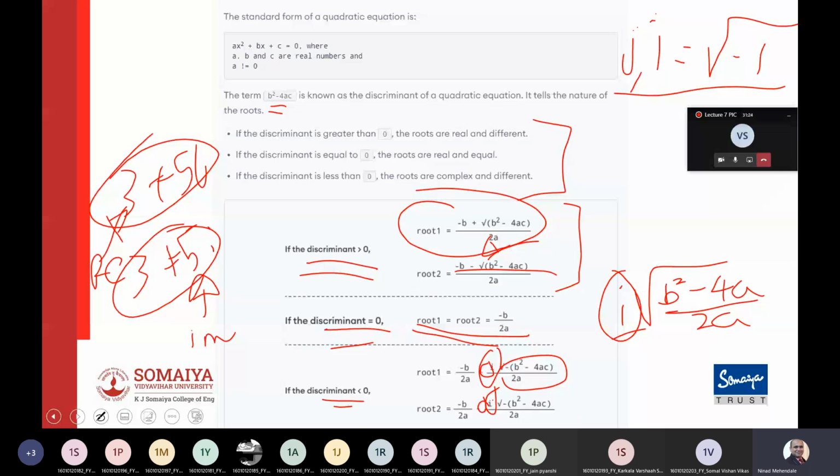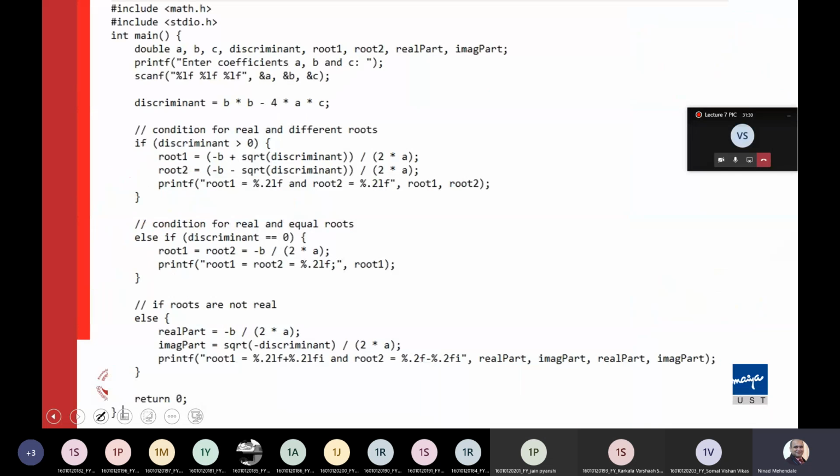Now we will not go into the mathematics, but this program we have to write: find the roots of a quadratic equation. So this is the code. Let's try and understand how this particular code is written. A special function is required in this, so that's why we are including math.h. Here we declare double a, b, c, discriminant, then root 1, root 2, which is the solution, and real part and imaginary part in case the solution is complex.